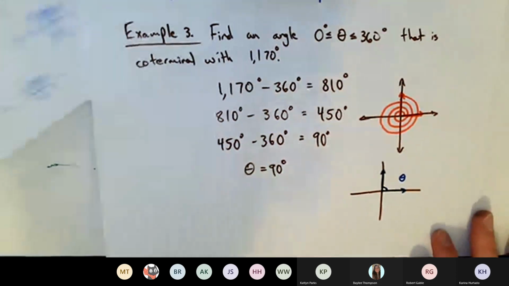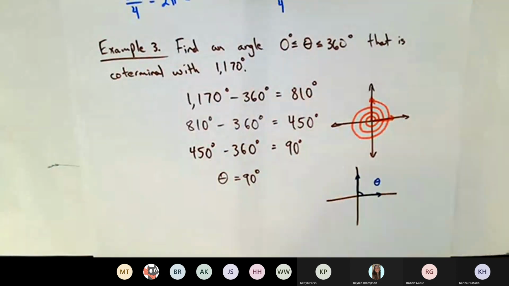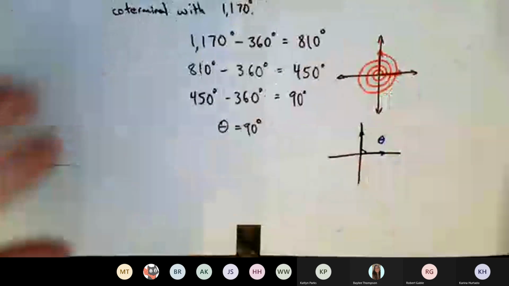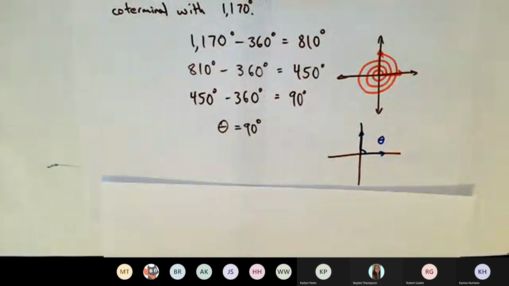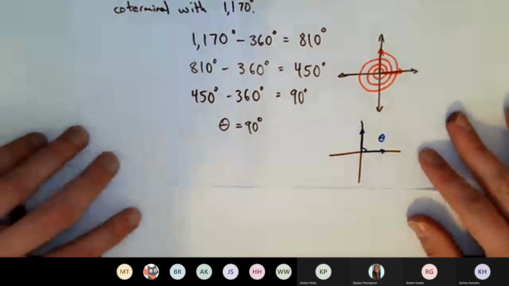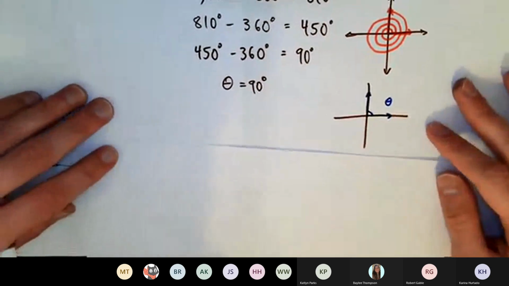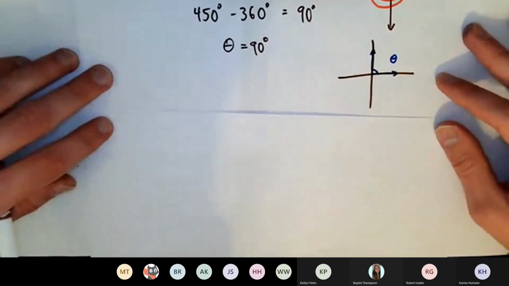All right. Well, I'll leave that there for a moment in case you need it. All right. Where are we? Arc length. Okay, moving straight into a new topic. So we've talked about coterminal angles. I want to talk about arc length now.